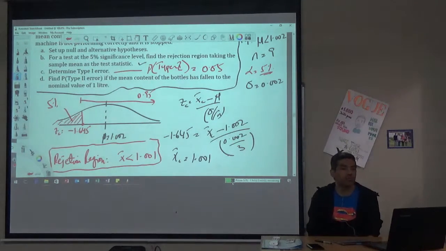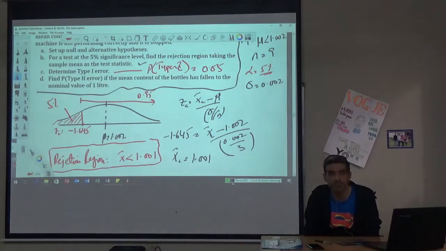For type 1, you don't need any calculation. For continuous hypothesis, you don't need any calculation. The type 1 error is directly the significance level. Right? Is everyone okay till here? Any questions? Everyone's okay with type 1?